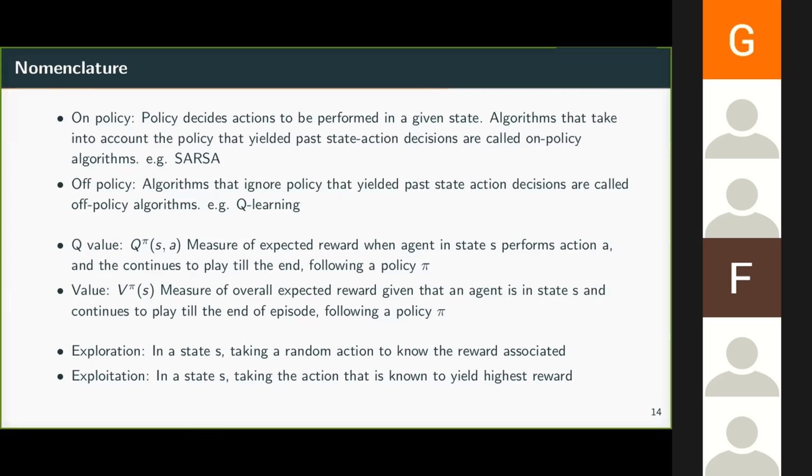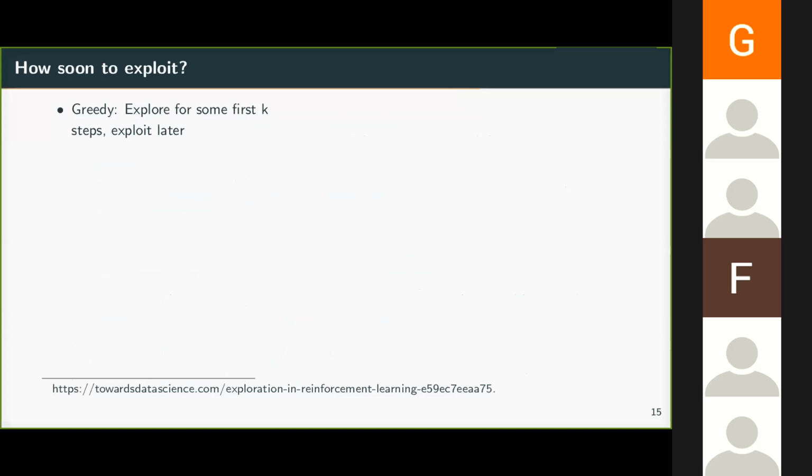How do we transition from exploration to exploitation? That itself also has a logic. So how soon to exploit? There are different approaches. The first one is called the greedy algorithm. What will the greedy algorithm do? It will explore for the first K steps. K can be 10, 100,000. If I am playing a game with 1 million steps, for the first 1,000 or first 10,000 I will explore. After that, I will only exploit. I will not do anything else. I will always take the action that is known to yield the highest reward. That is called a greedy algorithm.